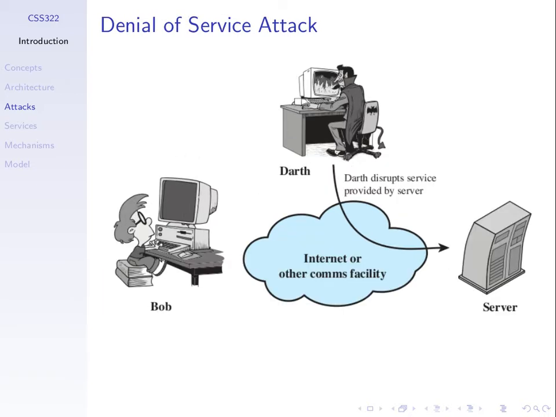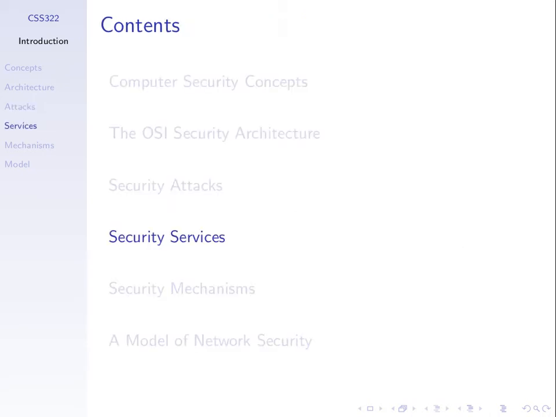You need to remember those six types of attacks and be able to classify them as active or passive. What about security services? So we have attacks on a system. We have mechanisms to try and stop, to prevent or detect those attacks. And we combine mechanisms together to provide some service to the users.